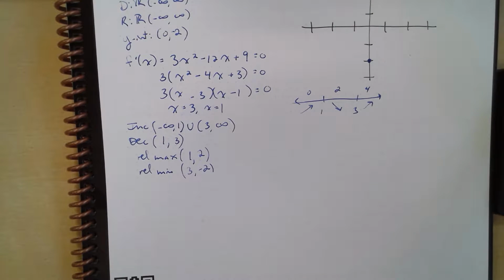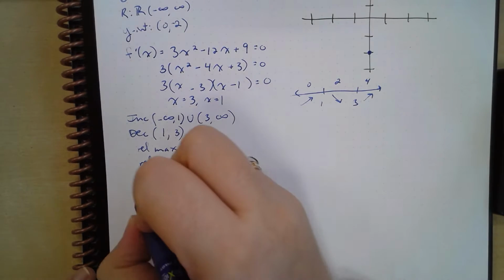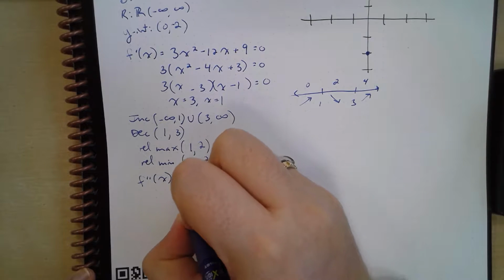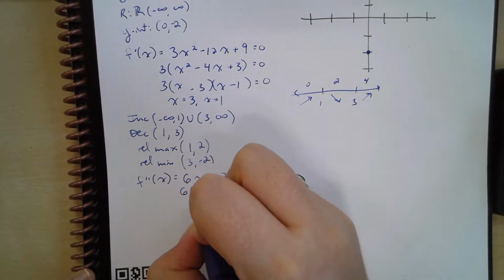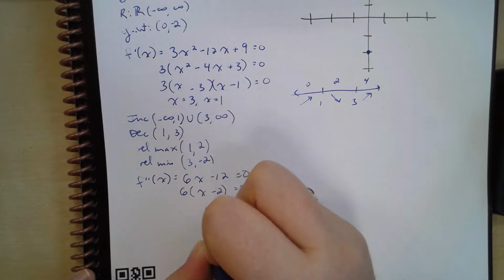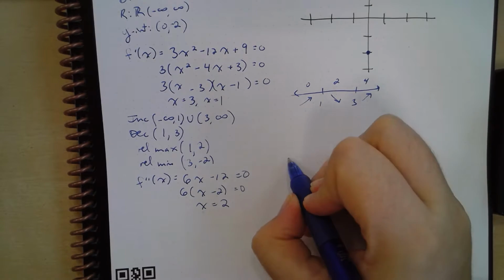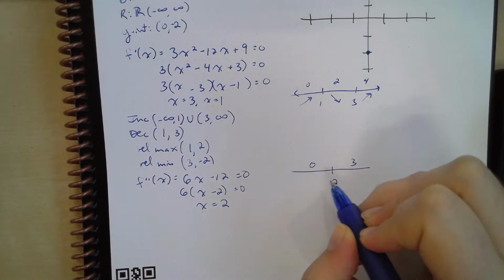Okay, now I still need to find my concavity. Where am I concave up? Where am I concave down? So f double prime of x is equal to 6x minus 12. I'm going to set that equal to 0, so I take out a 6. I've got x minus 2 is equal to 0, so x could be equal to 2. So I need to test that. All right, I've got 2. I'm going to test 0 and 3.